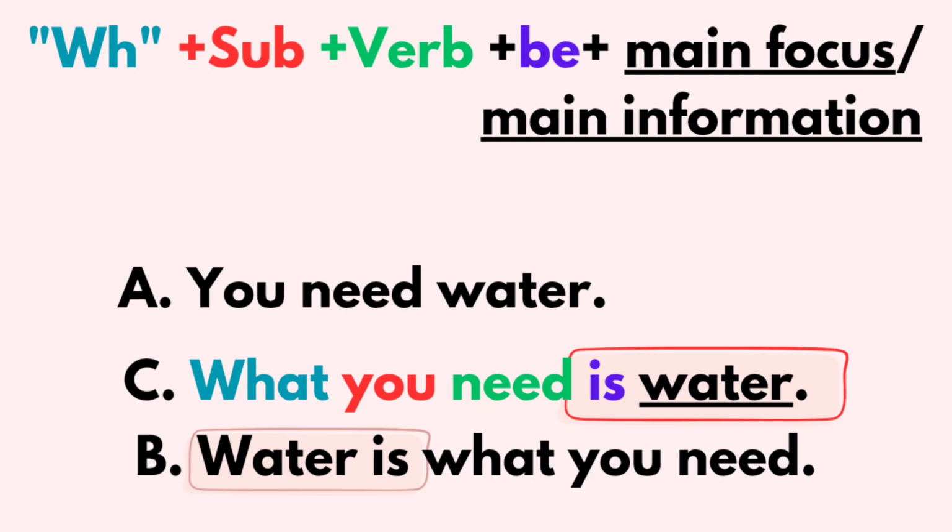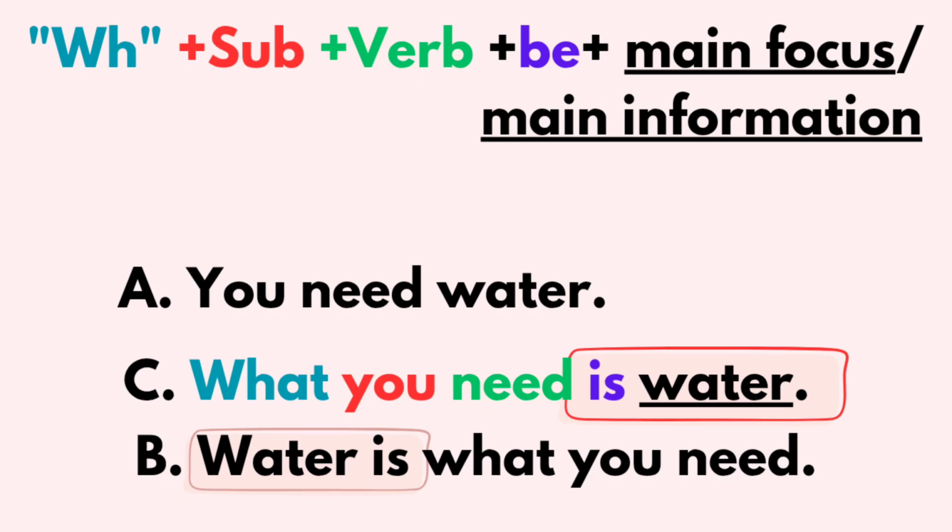You need water. This sentence is in present simple, and I have taken a stative verb, that is need. Look at the next two sentences. What you need is water. Here the main focus is on water, and in the place of the be form I have used is, because the example sentence is in present simple. That's why we use is. What you need: subject means we, you. Verb is need.